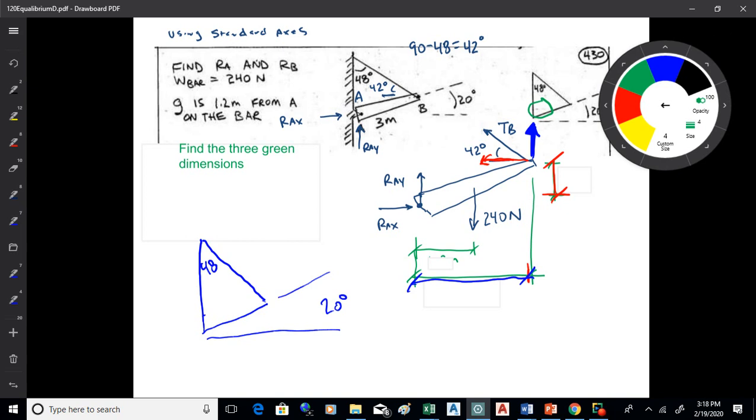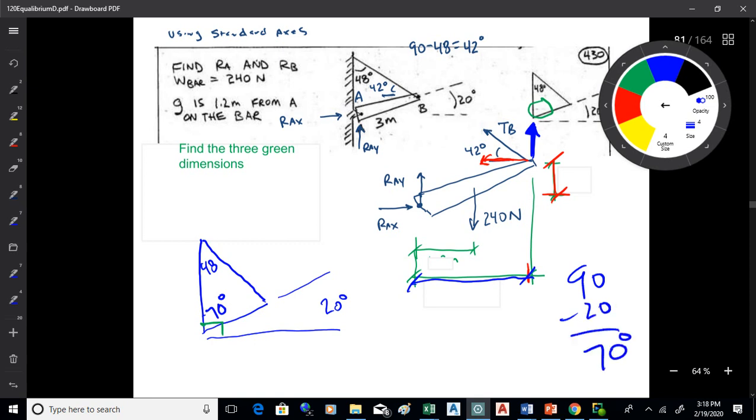Okay, now somebody just give me something. Seriously, just guess. 70, there we go, thank you. That's 70, okay. That's a 90, so I'm going to take 90 minus 20. That's 70, okay. All right, so now I can figure out that third angle, can't I?